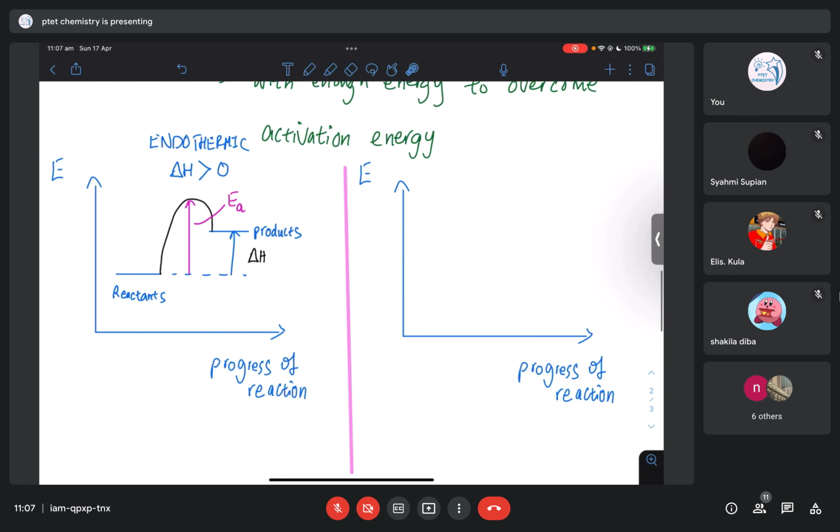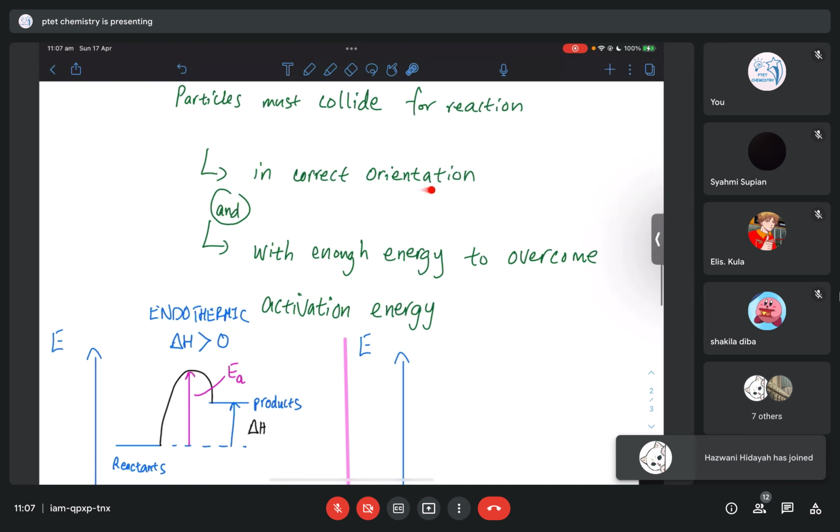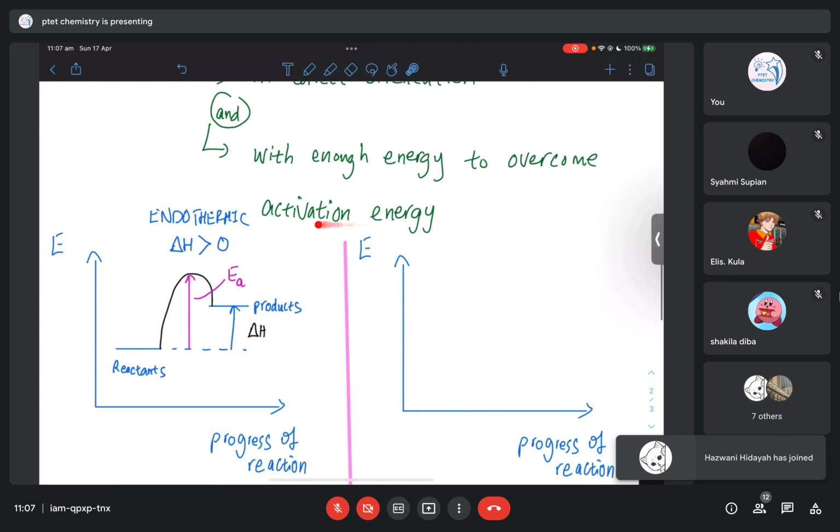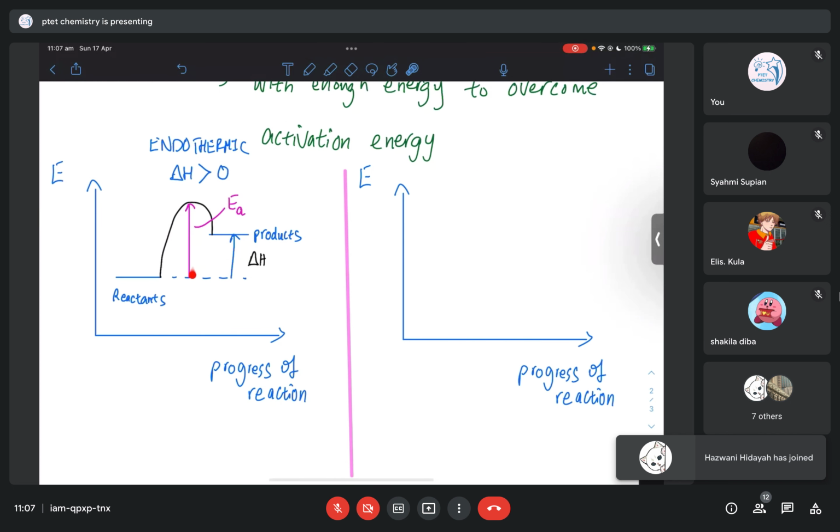That was the thing I was mentioning. Particles must collide in the correct orientation, and they must collide with enough energy to overcome this activation energy. This is the activation energy for an endothermic reaction. Before you go to the products, you must overcome this slope here. And if you don't have enough energy to overcome that, then you are not going to go to the other side. You're not going to react. You just go back to being reactants.